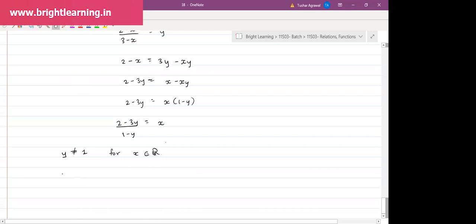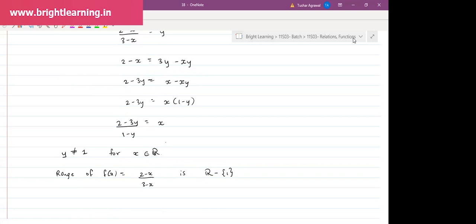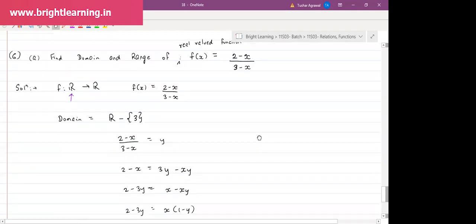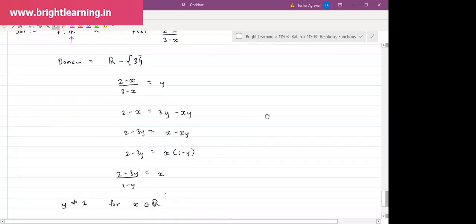So can I say that the range of f of x is equal to 2 minus x upon 3 minus x, which is my function, is the set of real numbers except the value 1? Is it okay? Yes, sir. Okay.